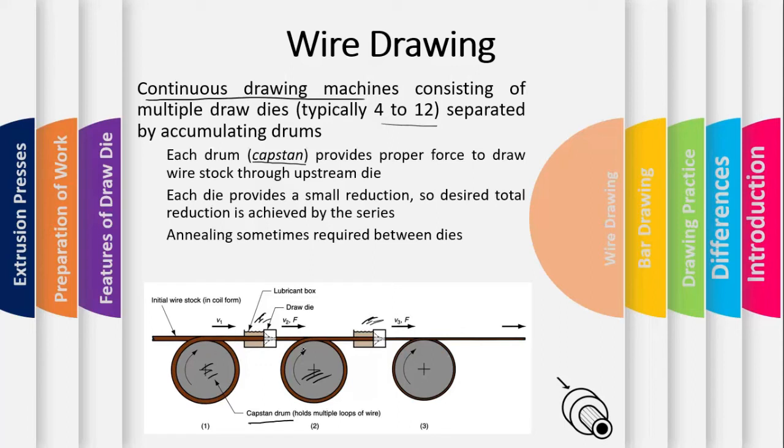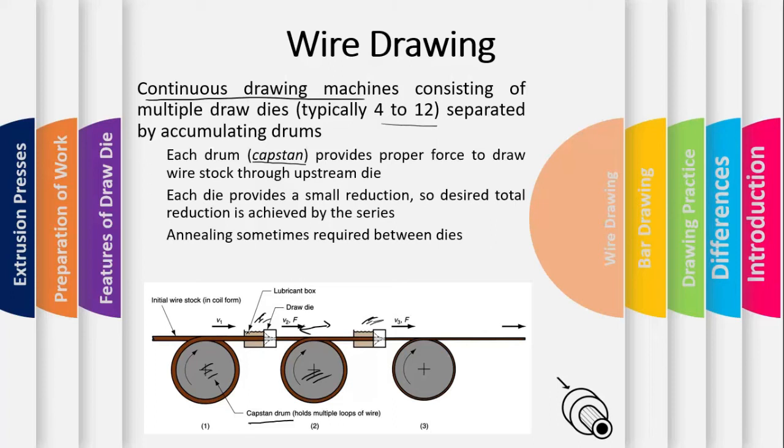The second one is that you might assume we can have a single drum to store the wire. Why do we have a capstan drum after each draw die? The purpose is that it's not only storing the wire for continuous supply, it is also keeping it in a stretched position, so that the wire is always stretched. It shouldn't be like the wire is going like this, right? It should always be stretched and straight, so there is no distortion while performing the drawing operation.